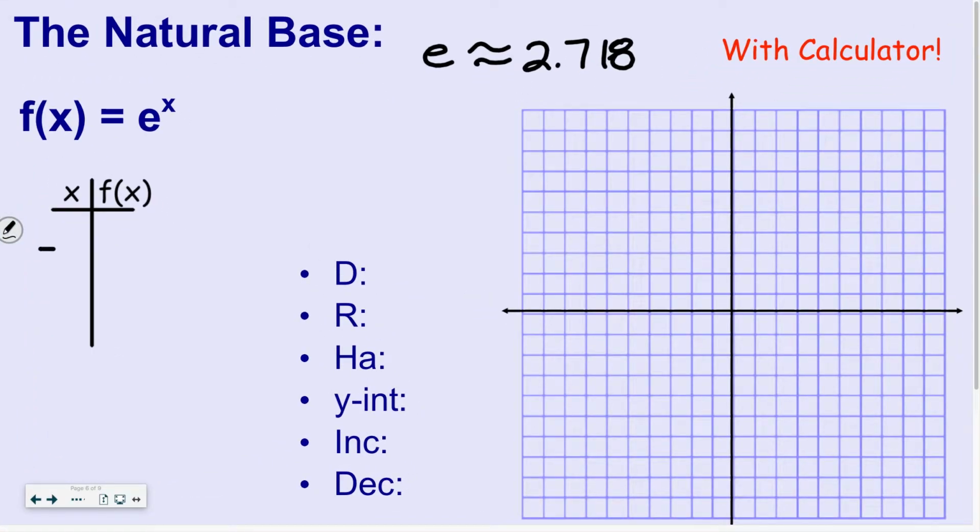So I'm maybe going to do like -1 was 0.37, 0 was 1, 1 was 2.78, and I think this one is like 7.38 if I put in 2. Okay, so then I can plot some of those points. -1, 0.37, less than half, 0, 1, 1, 2.78, and 2, 7.38, something like that.